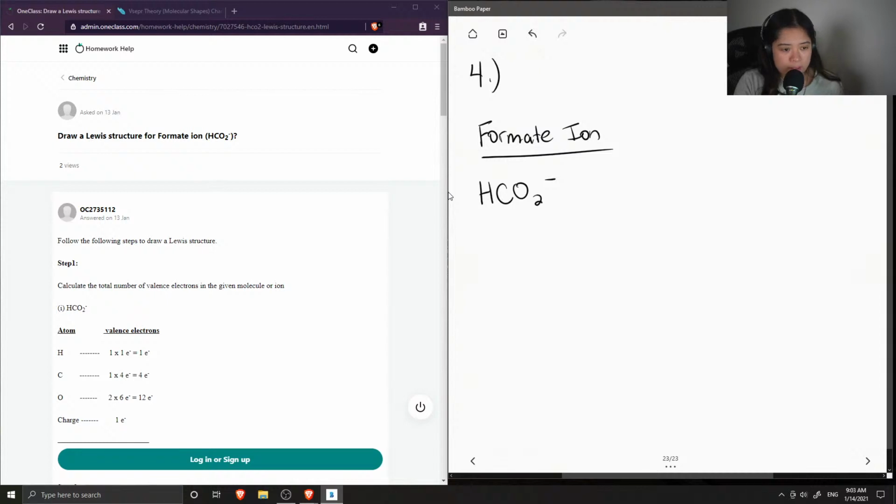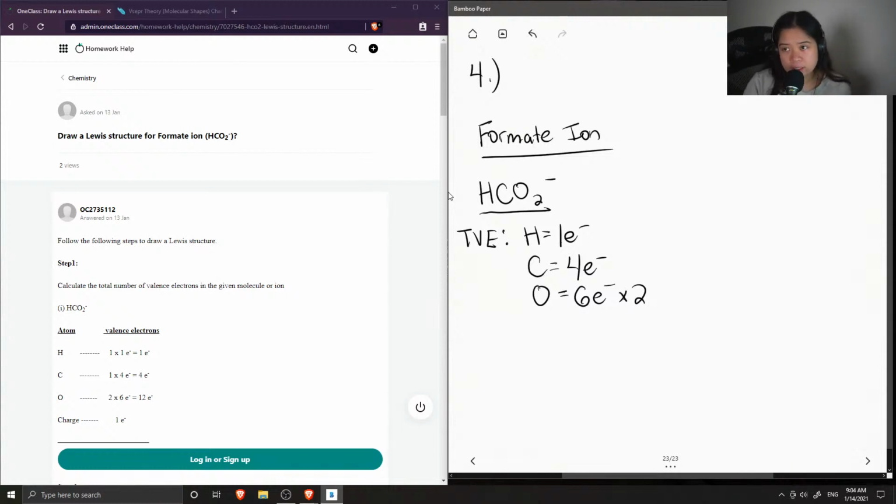So now let's find out the total number of valence electrons for this ion. Hydrogen has 1 valence electron, carbon has 4, and oxygen has 6. And there are 2 oxygen atoms, so we multiply this by 2. And then lastly, since the entire ion carries a -1 charge, I'm going to add an additional electron to our final count. And then if we add these all up, we get a total of 18 valence electrons.